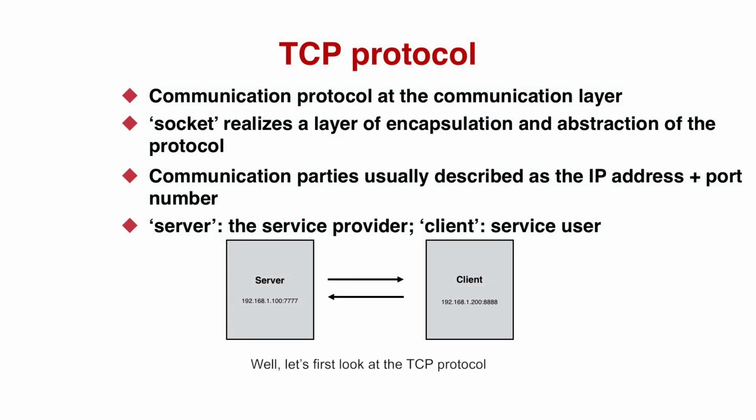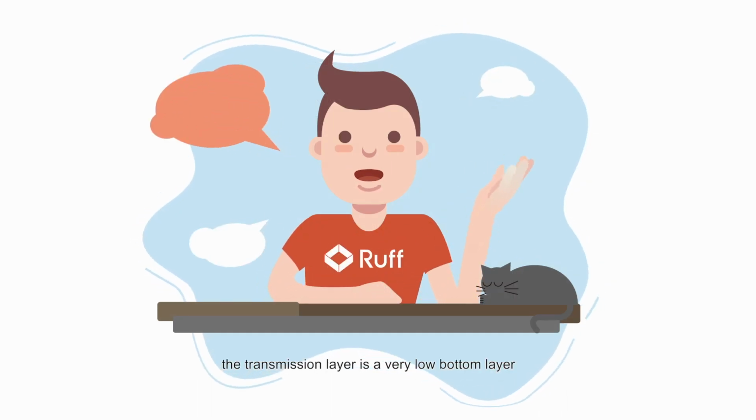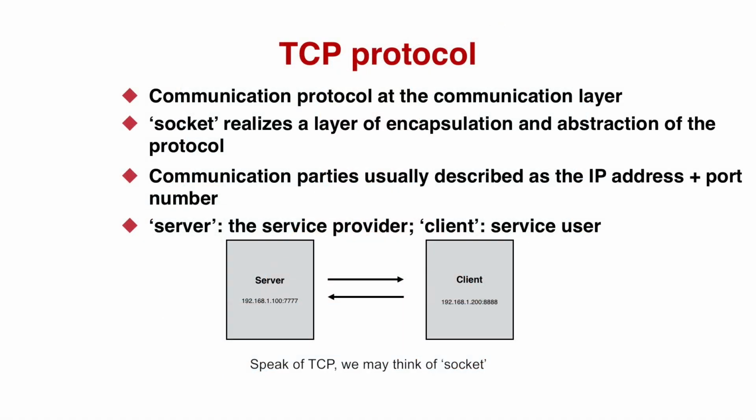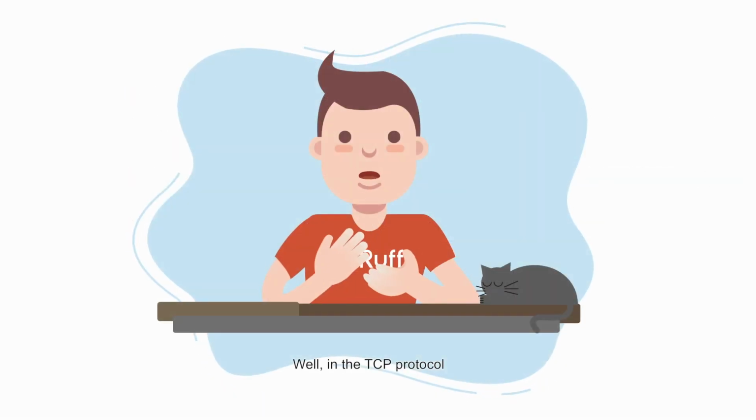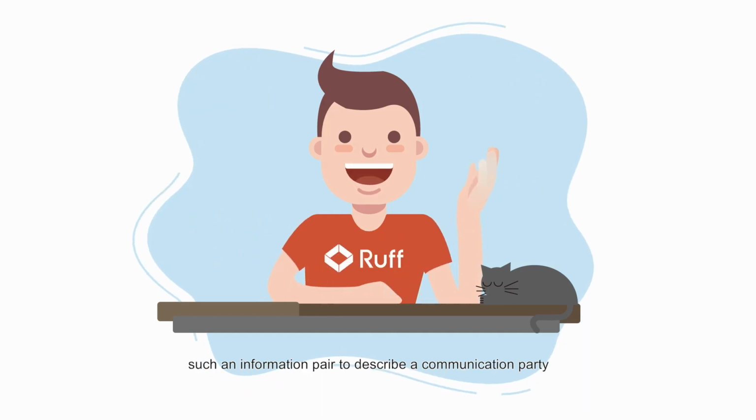Well, let's first look at the TCP protocol. TCP protocol is a communication protocol at the transmission layer. In fact, as we know, the transmission layer is a very low bottom layer. Speaking of TCP, we may think of socket. Socket is actually to realize a layer of encapsulation and abstraction of TCP protocol, and exposes an API of socket standard. Well, in the TCP protocol, we often use the IP address plus a port number, such an information pair to describe a communication party.